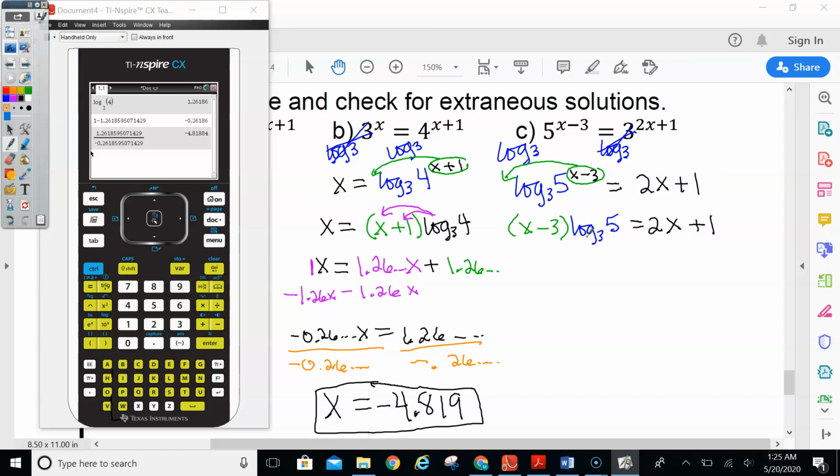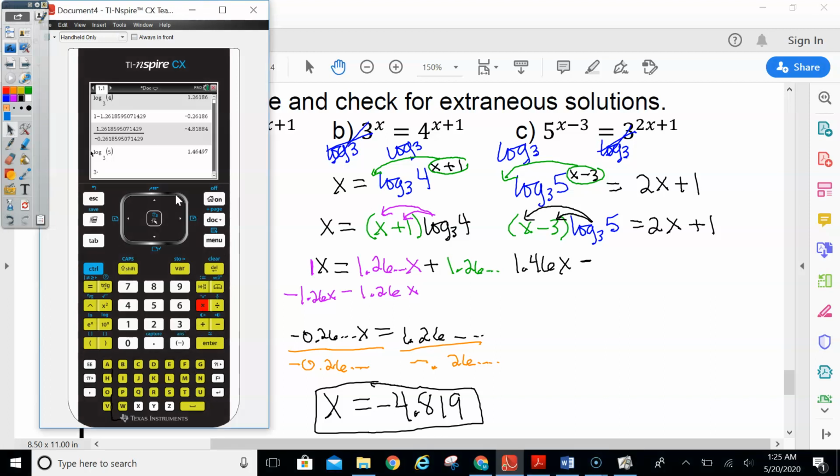So again, remember, this is just a number. So you're going to find this number, and we're just going to distribute and combine like terms as if it was any other number. But it's just going to be a decimal. So log base 3 of 5 is this decimal. So I'm going to take this number and distribute it to the x. So when I distribute it to x here, I just get 1.46 stuff with an x. When I distribute it to minus 3, I just take this decimal and multiply it by 3.